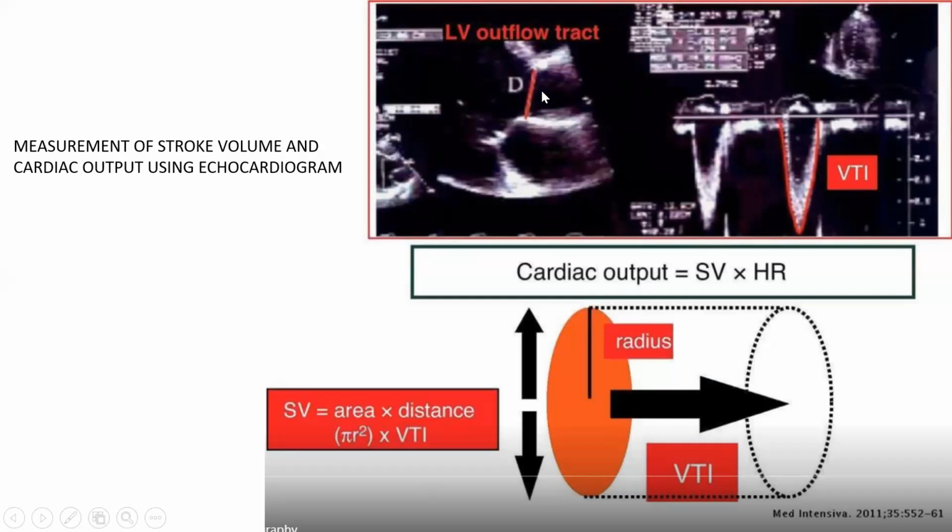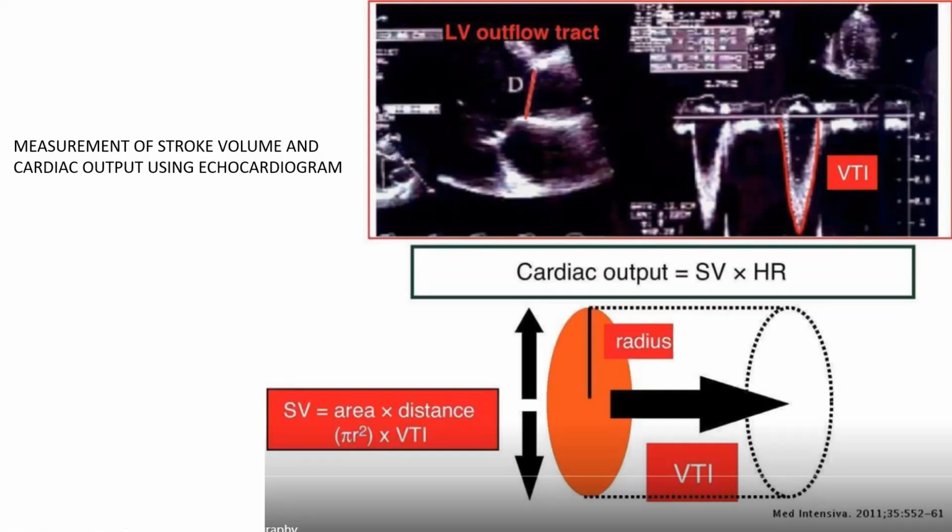Okay. So what happens is we assume that the left ventricular outflow tract is a cylinder. And you know a cylinder, the base of a cylinder is actually a circle. It is actually in real life not really a perfect circle, but we assume that it is a circle. Okay. So if we were able to measure the radius and we put it into a calculation of the area of a circle, which is pi r squared, then we get the area of the circle.